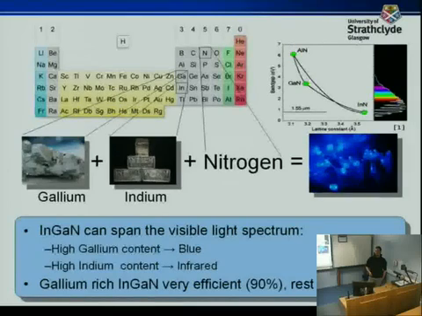Now, I've already told you that blue is very highly efficient, but the other colors are not. And this is what I'm researching on. And you may ask yourself, why is that so important? Why so much effort in it? Well, the applications, of course.